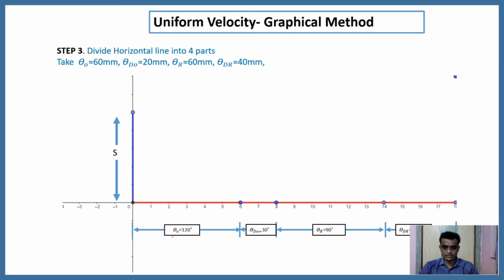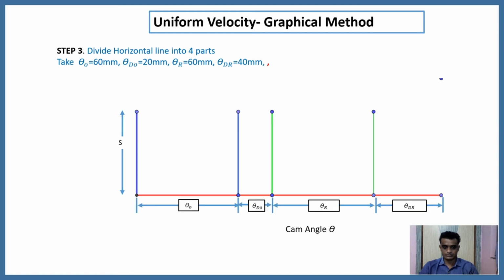Now suppose in this case theta O, theta DO, theta R and theta DR are given as 120 degrees, 30 degrees, 90 degrees and 120 degrees. Irrespective of any angle, you have to take these distances equal to 60 mm, 20 mm, 60 mm and 40 mm. Now we have to draw the vertical lines for theta O, theta DO, theta R and theta DR. This total vertical line must be equal to the stroke length.